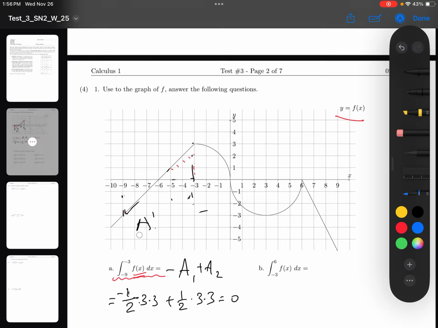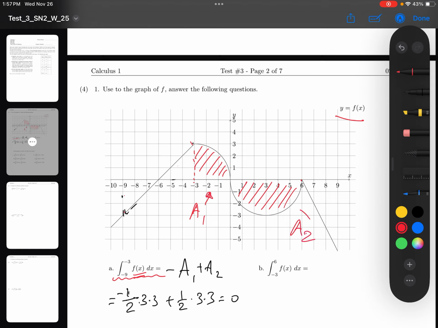For part B, it is the definite integral from -3 to 6, so we do the same thing from -3 all the way to 6, so it's going to be this area right here. So by this similar process, if I call this A1 and this area here A2, this is going to be equal to positive A1 because the graph is above the x-axis, minus A2. Why minus A2? Because this part of the graph is below the x-axis.